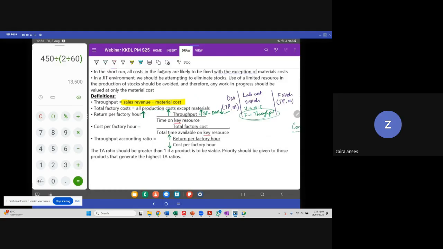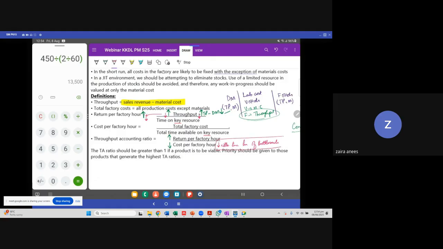If you reduce the selling price, it will reduce the throughput per unit, it will reduce return per factory hour, and ultimately it will reduce throughput accounting ratio. If you reduce idle time hours of bottleneck department, right? If you increase the idle time, it will, oh, I wrote it in a wrong area.